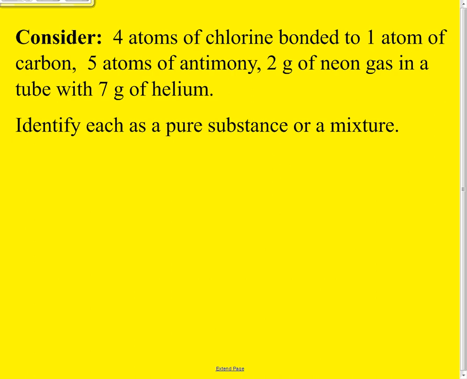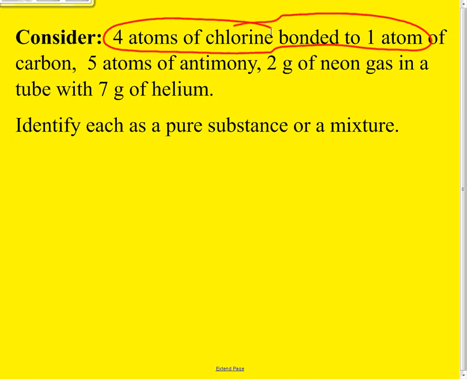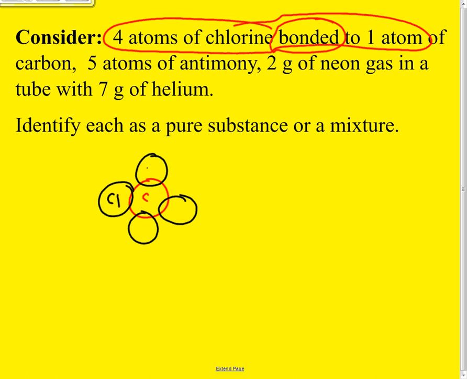Okay, so what do you think? 4 atoms of chlorine bonded to 1 atom of carbon. Well, that's a clue here. When we say bonded, what does that imply? That implies that I have carbon, and on that carbon, I will have attached 4 chlorines, right? Now, do we think that's going to be a fixed composition? Absolutely. This is going to be a fixed composition. If it's a fixed composition, that means it is a pure substance.